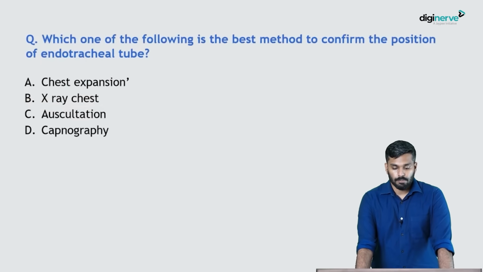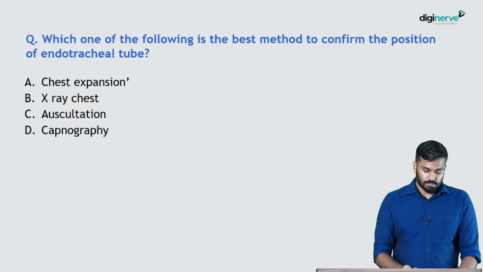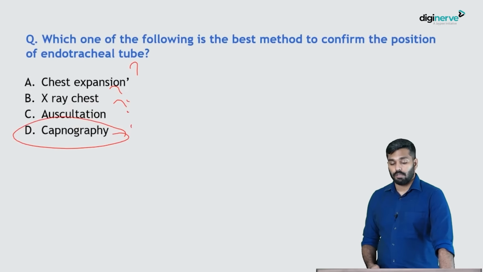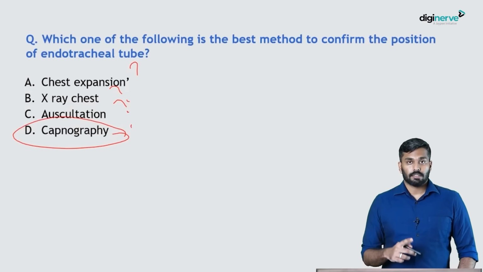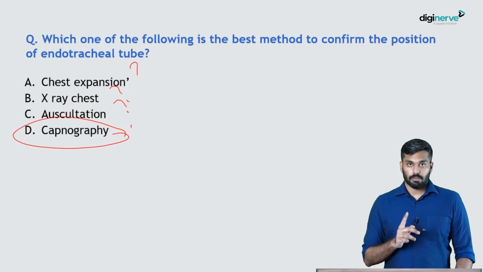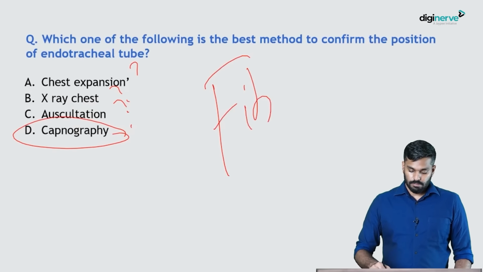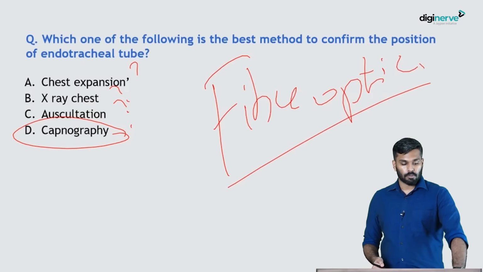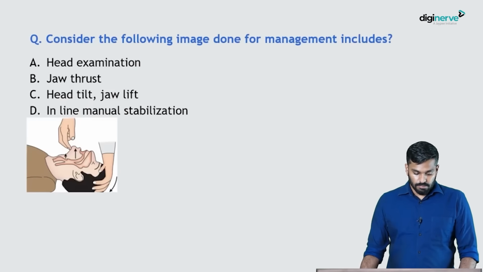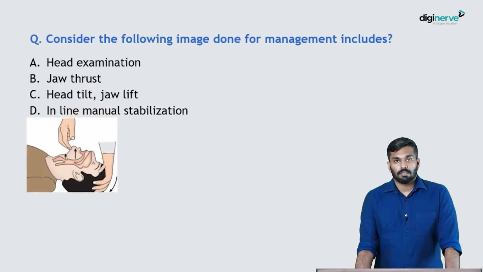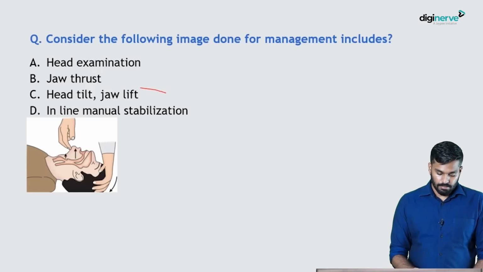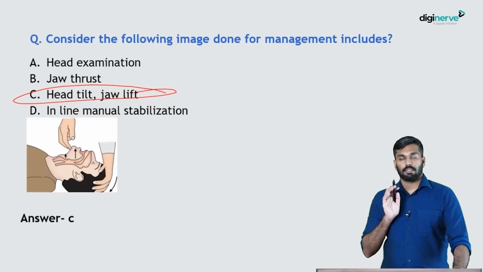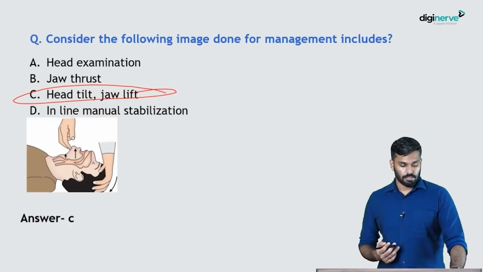Next, which of the following is the best method to confirm the position of the endotracheal tube? Is it chest expansion, X-ray, auscultation, or capnography? It is capnography. Of the options that have been given, capnography is the best. The gold standard for confirming endotracheal tube intubation proper is fiber optic examination, okay. So gold standard is fiber optic, but the best method is capnography. Correct. Consider the following image done for management in the airway. What is it? It's basically head tilt and jaw lift. Basically what you are doing, you are taking off the tongue from occluding the posterior pharyngeal wall.